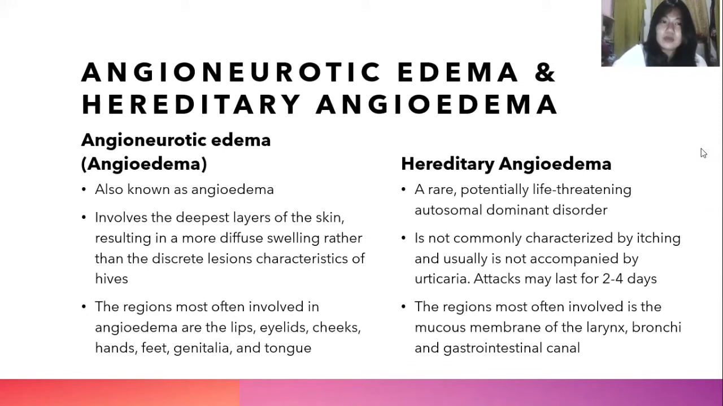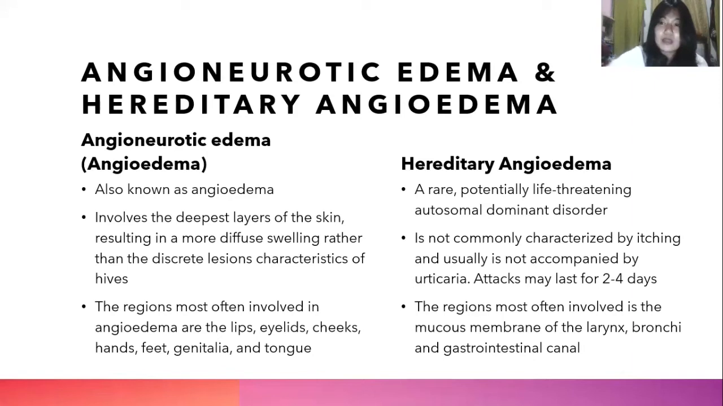Now we will be moving on to angioneurotic edema and hereditary angioedema. What is the difference between the two? Now, angioneurotic edema, also known as angioedema, involves the deepest layers of the skin, resulting in a more diffuse swelling rather than the discrete lesions characteristic of hives. The regions most often involved in angioedema are the lips, eyelids, cheeks, hands, feet, genitalia, and the tongue. Later on, I will be showing you pictures of what angioedema really looks like.